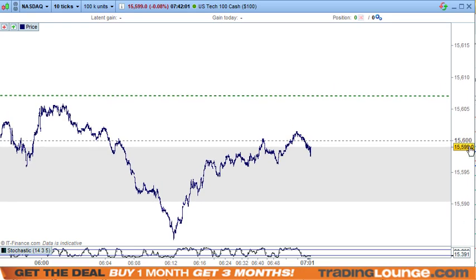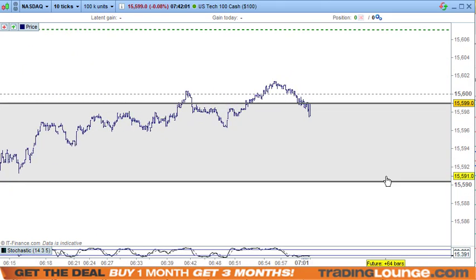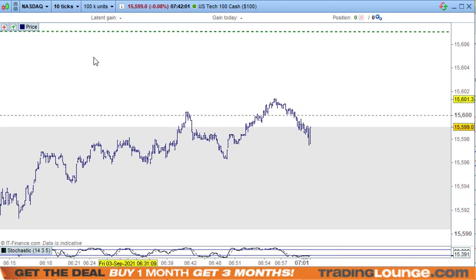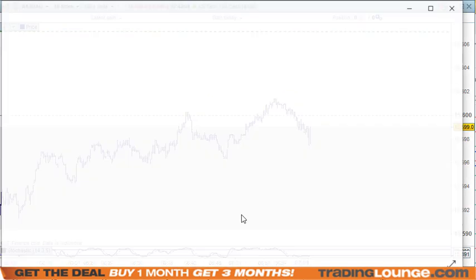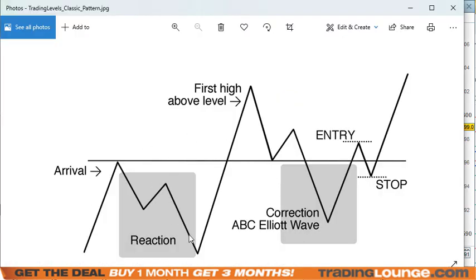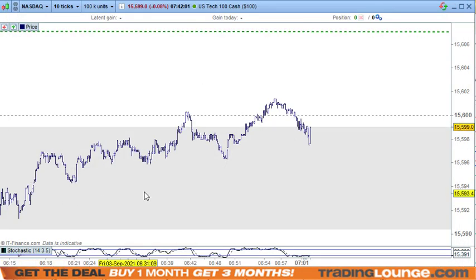So I'd look for a classic trading levels pattern here. If I was trading long here, the classic trading level pattern, sorry to harp on about this, but the arrival, the reaction, the first high above the level, the ABC. So taking that image there, that would be the arrival, that would be the reaction, that would be the first high above the level. So in fact, we could go long here.